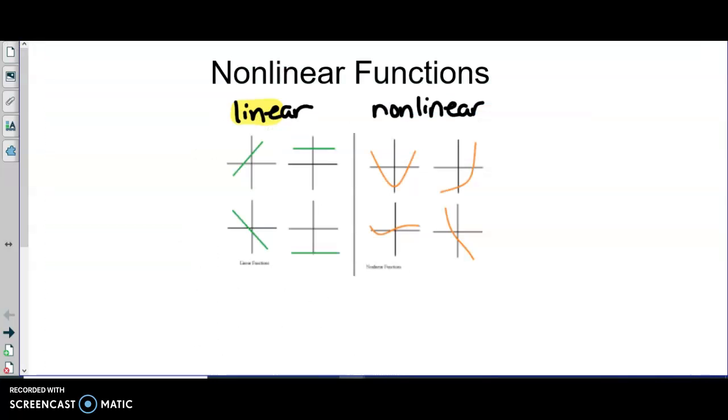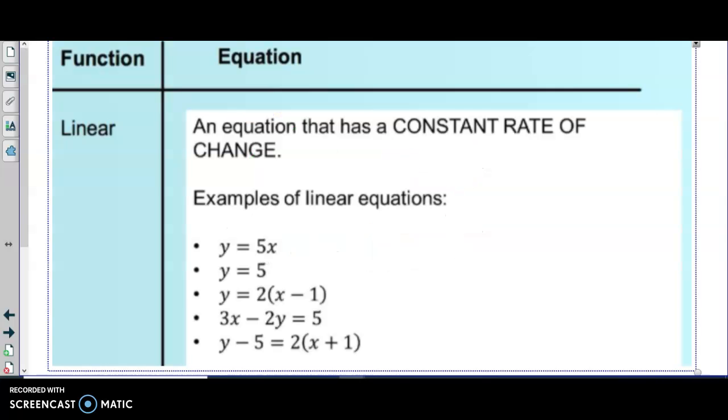And by the way, in this lesson in Connexus, there's supposed to be a portfolio. The portfolio has been dropped. I just want you to understand the difference in linear and nonlinear functions.